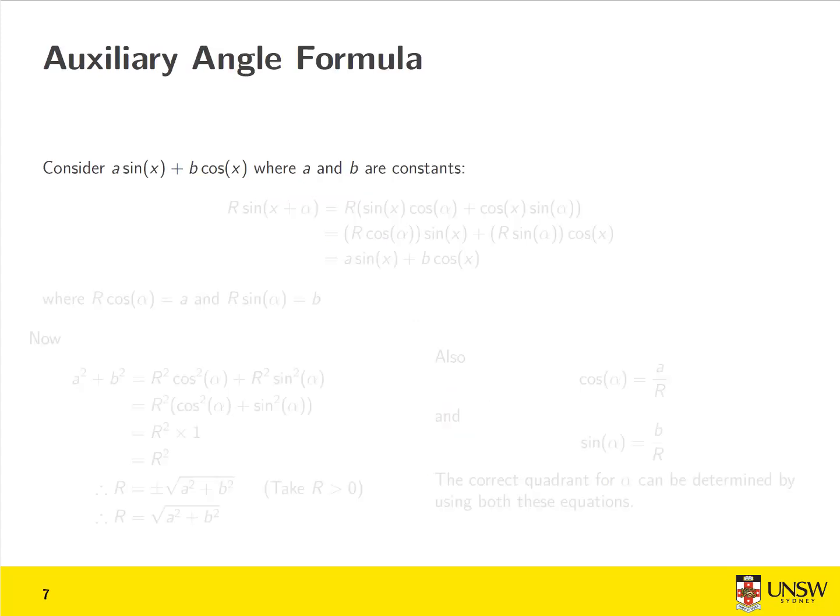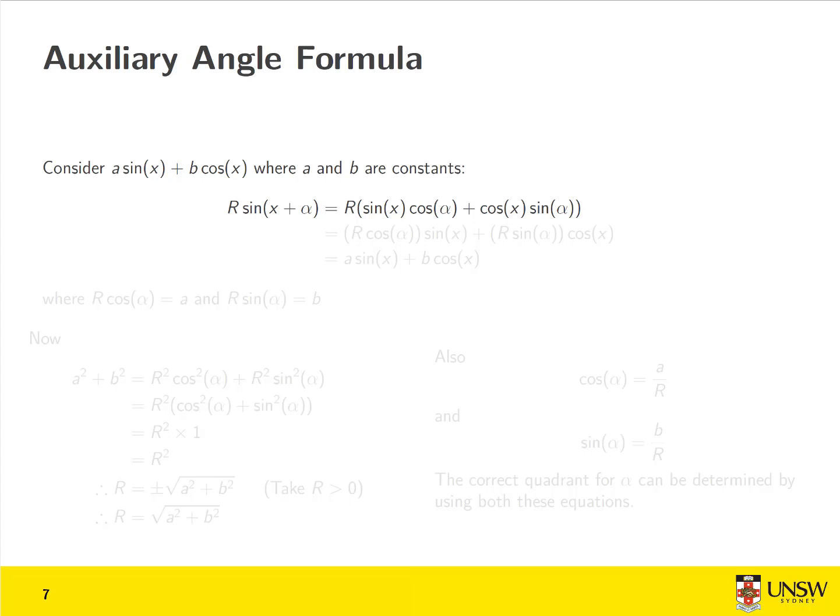The auxiliary angle formula allows us to convert a linear combination of the sine and cosine functions into an expression incorporating only the sine function. Consider the general expression a sine x plus b cos x, where a and b are constants. We would like to write this as simply r times sine of x plus alpha, where r and alpha are new constants.